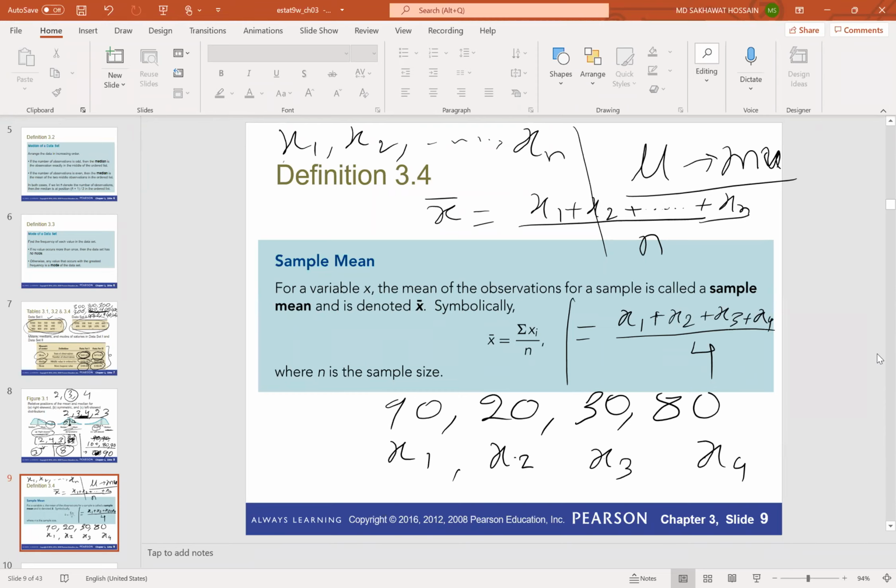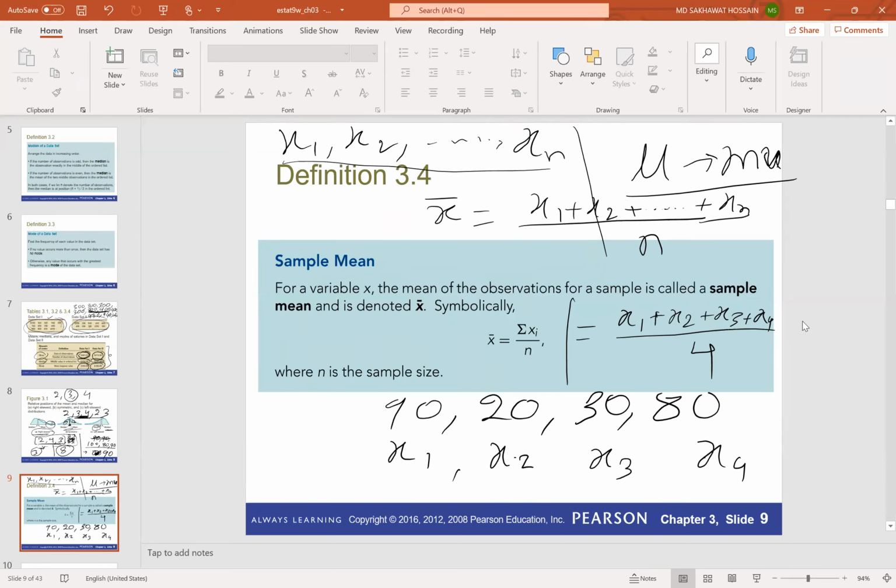In our sample, we have n observations, x1 to xn. We added them together and divided by n. So that is our average or mean. And since this is the sample, that's why it is called the sample mean. The sample mean is denoted by x bar. So x bar is equal to x1 plus x2 up to xn divided by n.